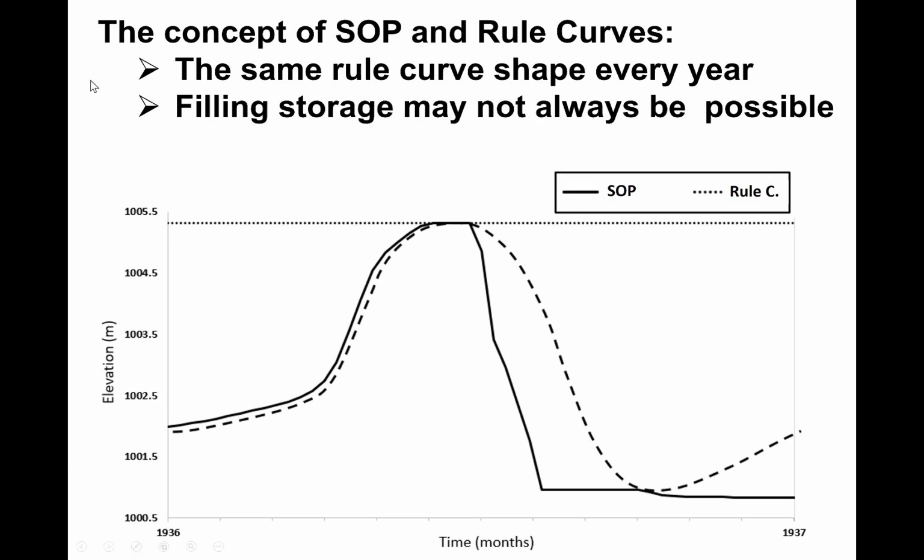The standard practice has been to use the so-called Standard Operating Rule, or SOP, as you see here. The SOP would allow users to use water whenever they need it, but in many instances this would lead to premature emptying of the reservoir.